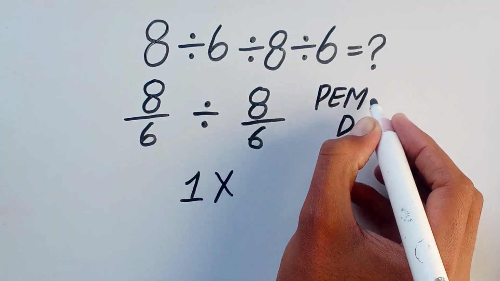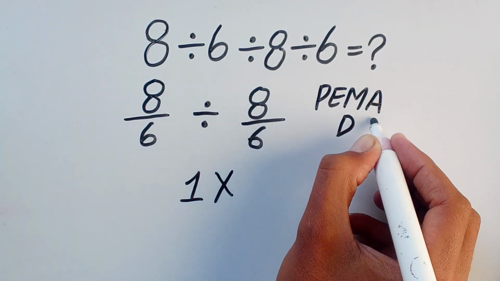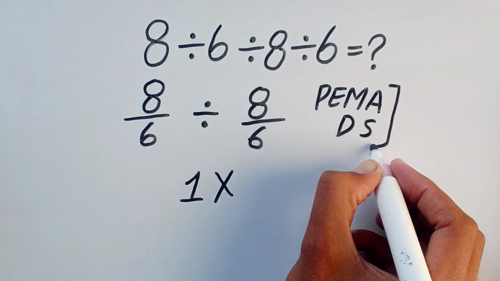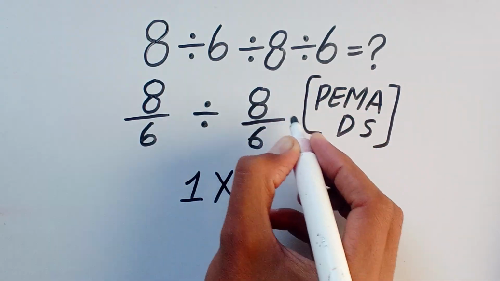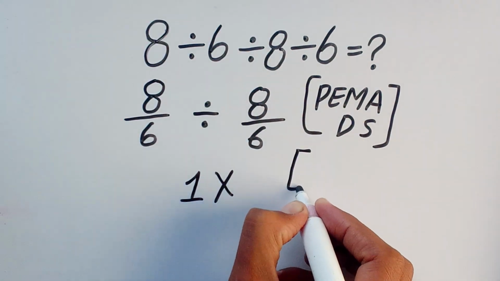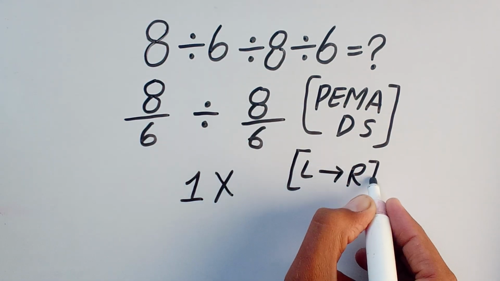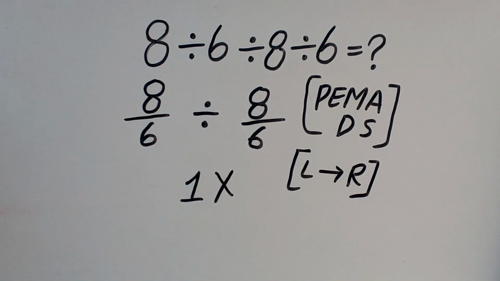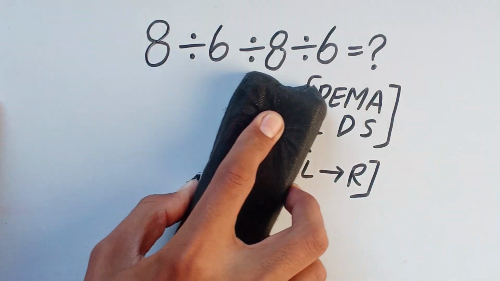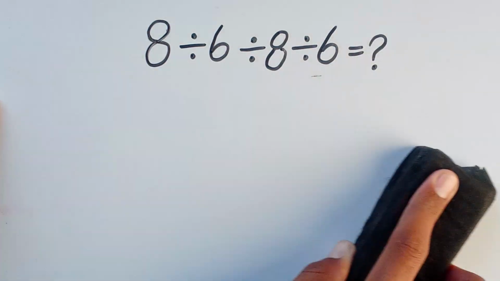According to the rule of PEMDAS, whenever there is more than one division in an expression, we always solve it from left to right. Okay student, now I can remove this wrong method and start the correct solution of this math question.